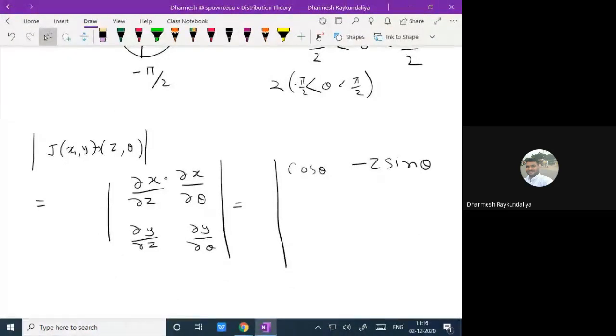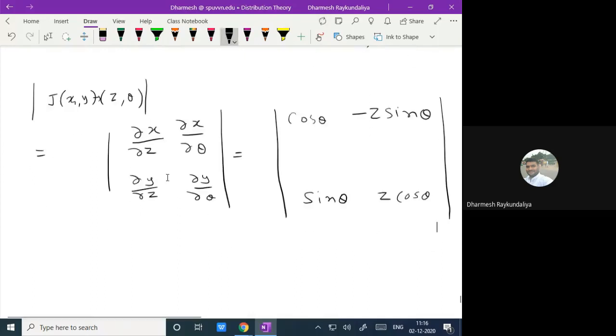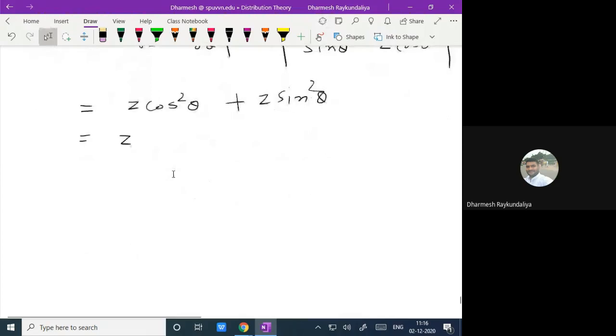And what is y? y is z sine theta. So what is the derivative of y with respect to z? It is sine theta. And what is the derivative of z sine theta with respect to theta? It is z cos theta. You just take the determinant: multiply the diagonal, z cos square theta minus minus, plus z sine square theta. So it is nothing but z, because cos square theta plus sine square theta is 1. So the Jacobian is nothing but z.